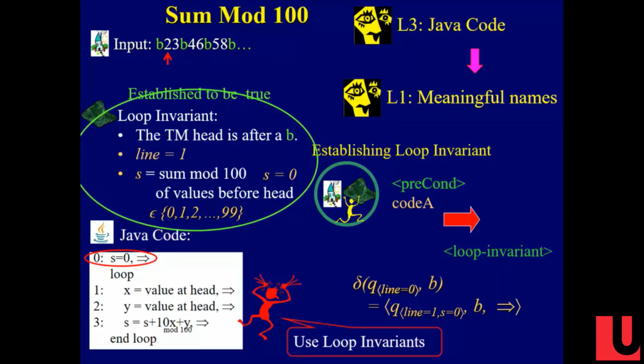How do I establish the loop invariant? I go to this state. That does it, right? My start state is this. How do I start? I start in line 1, S equals 0, the head's on that blank. My loop invariant's good. So I didn't need a first step. I just have the start state establish the loop invariant. Does that make sense? Yeah?